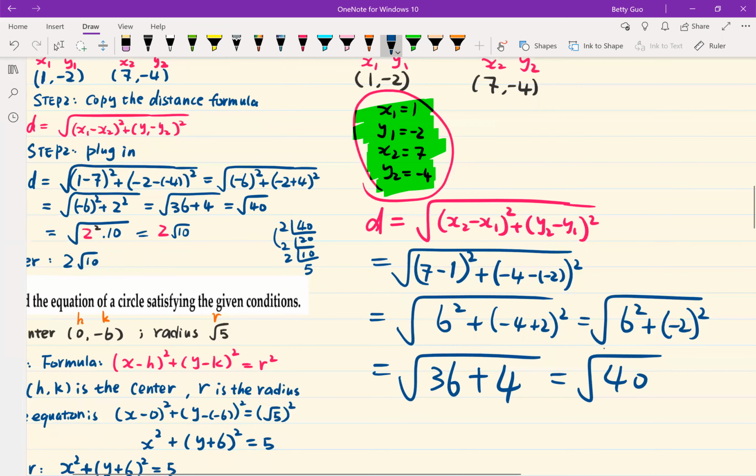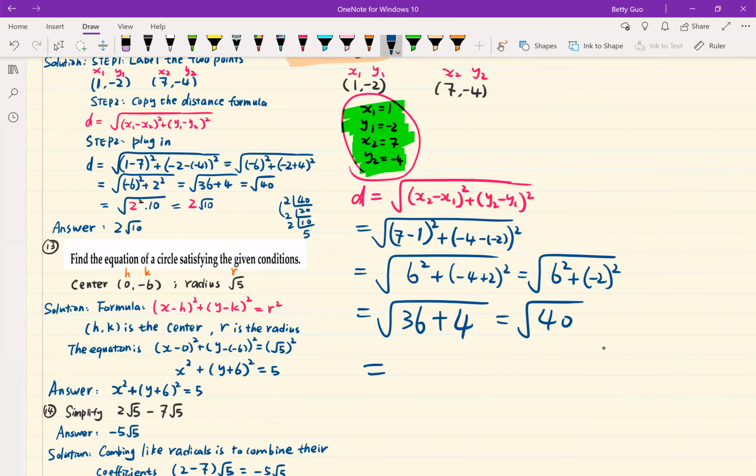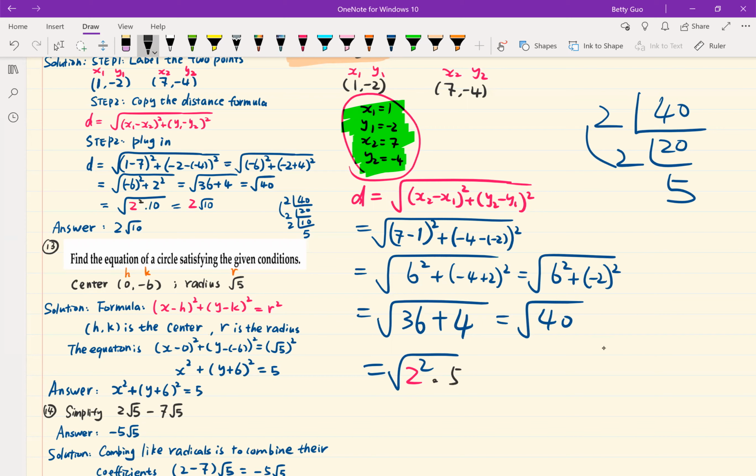We need to simplify the square root of 40. 40 is not a perfect square, so put it on big L. Divide by 2, divide by 2, 5. So we can write the square root of 40 as the square root of 2 squared times 5. 2 can be moved outside the radical, so we have 2 outside times root 5. So the answer is 2 times root 5.